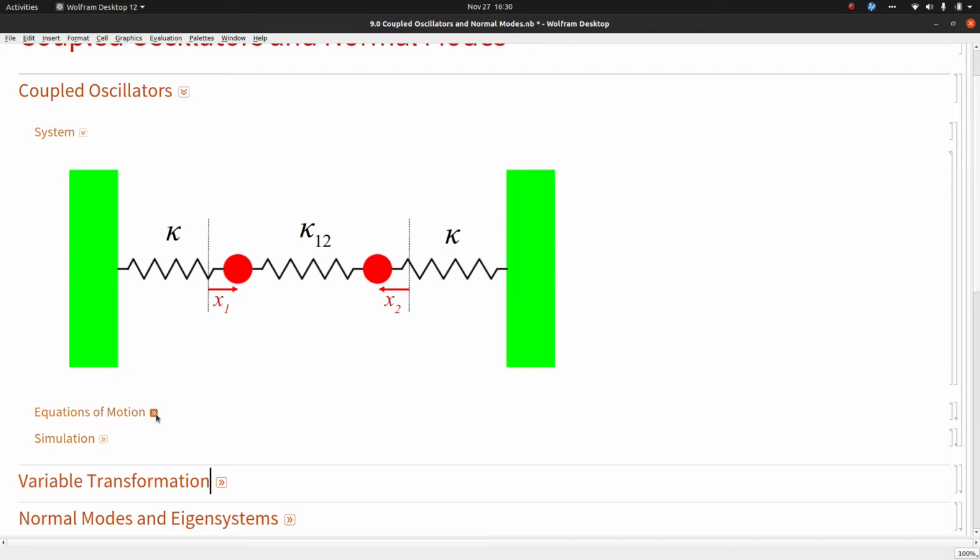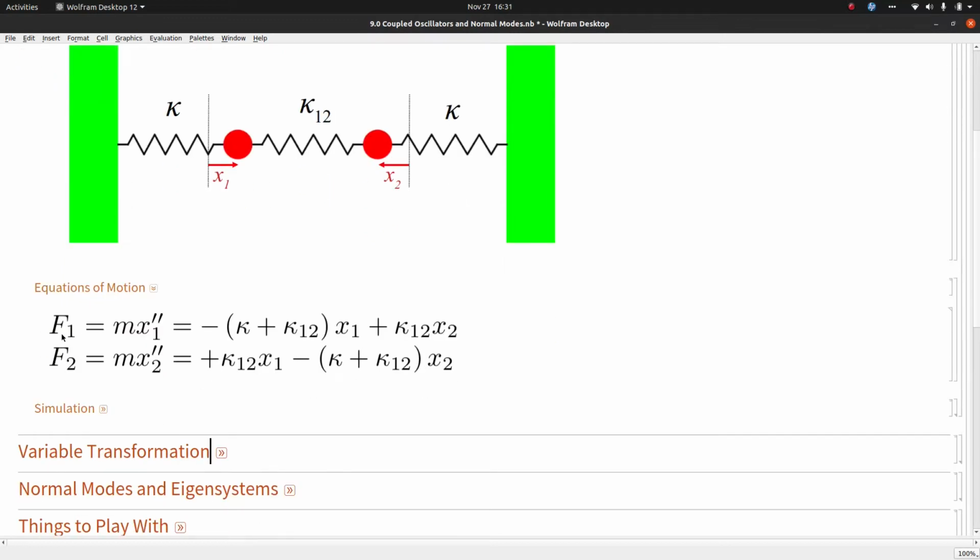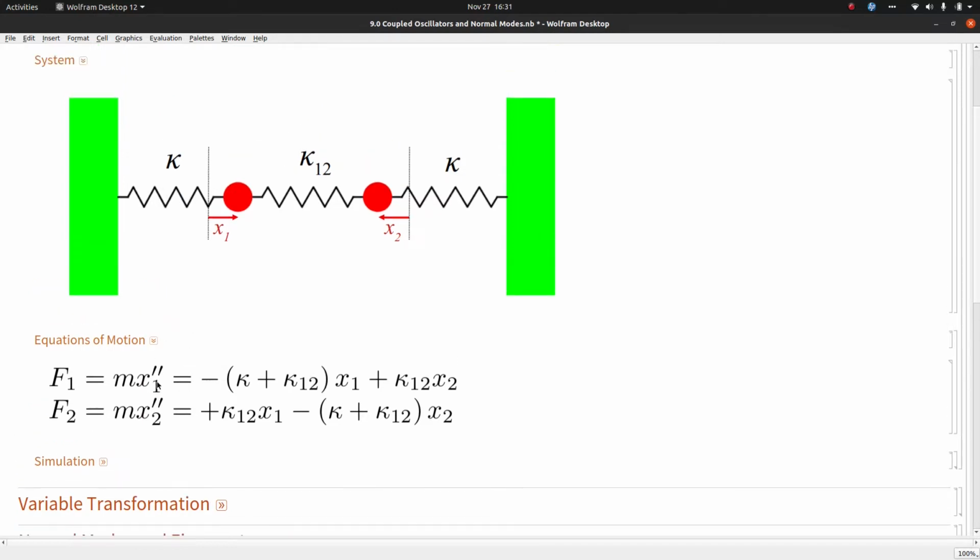So we want to start with writing down the equations of motion for this system. If I look at the force on mass 1, that'll equal the mass times the acceleration of mass 1, x1 double dot, or double prime. Now, let's clamp down mass 2 and not worry about it just yet. If I clamp down mass 2 and move mass 1, you can see I have really two springs that are pushing on it. I've got the spring on the left with stiffness kappa, and the spring in the middle with stiffness kappa sub 1,2.